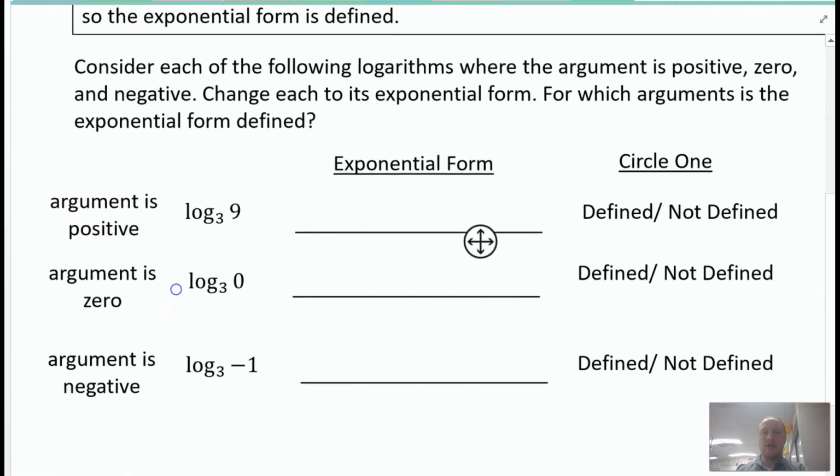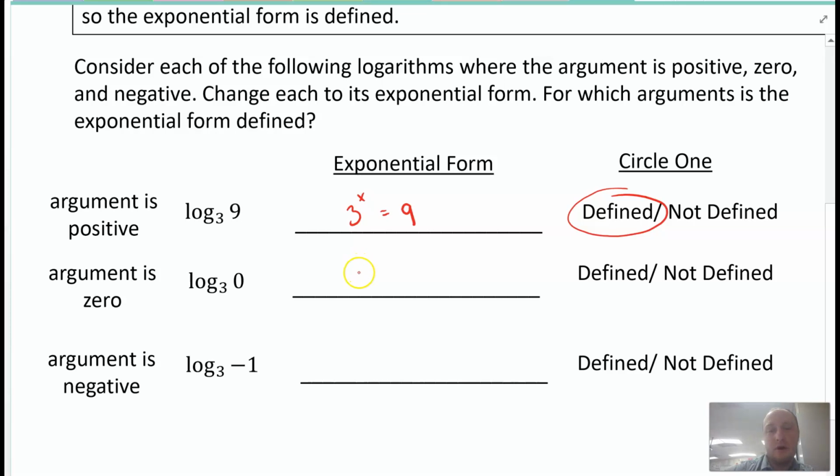We'll go ahead and change these to exponential form, and then we'll see, okay, is our function defined or is it not defined? So here I have log base 3 of 9, okay, so that's 3 to the power of x is equal to 9, and our function is defined. I can go ahead and come up with an x value that satisfies this, where x is 2.